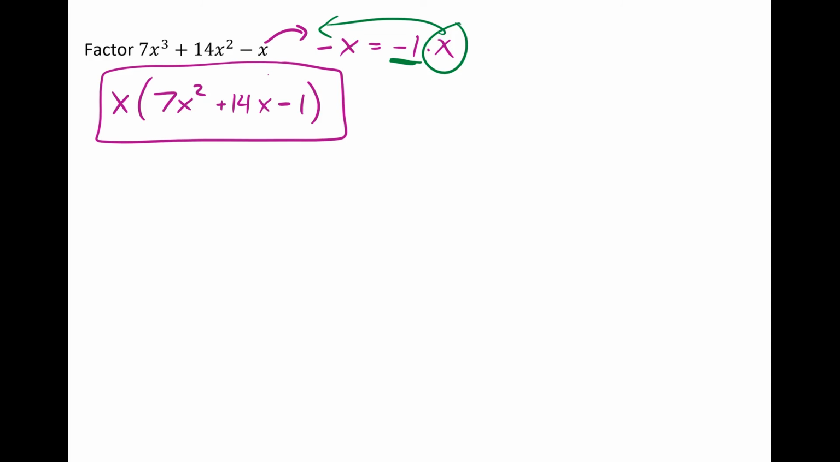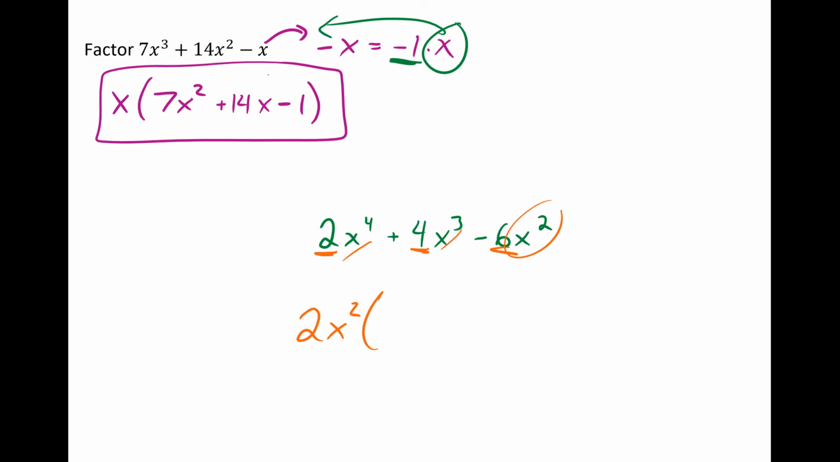Let me do one more really quickly for you. See if you're getting a hang of it. See if you can do this before me. I have the polynomial 2x to the 4th plus 4x cubed minus 6x squared. I'm looking at this. What is the greatest common factor between all three terms? I notice I can factor out a 2 from it. That's the greatest number. And then I can factor out an x squared. There is an x squared in each of those terms. That's the greatest amount of x's I can pull out. So I'm left with 2x squared as the greatest common factor.